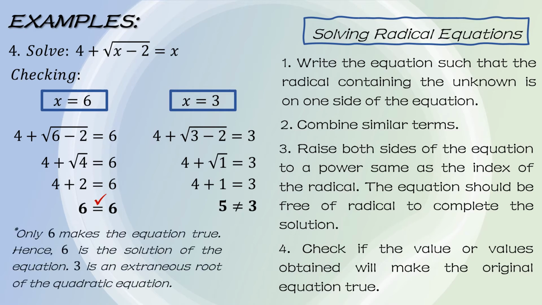So, only 6 makes the equation true. Hence, 6 is the solution of the equation. 3 is an extraneous root of the radical equation.